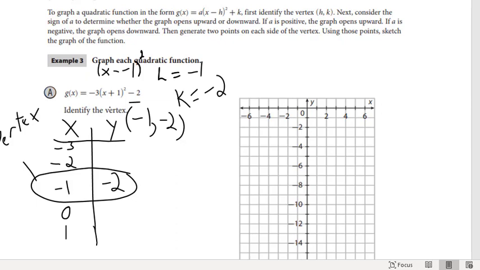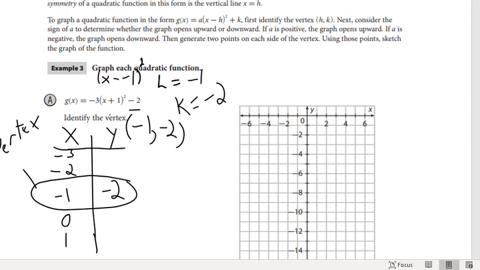All right, so now I'm going to take these values that I have for my table, I can plug them in to find my other points of the graph. Okay, I'm going to take 0 and plug it in and solve for my output, my y. So if I have negative 3 and then 0 plus 1 squared minus 2, we can find out that value. So 0 plus 1 is 1. 1 squared is 1. 1 times negative 3 is negative 3. Negative 3 minus 2 is negative 5.